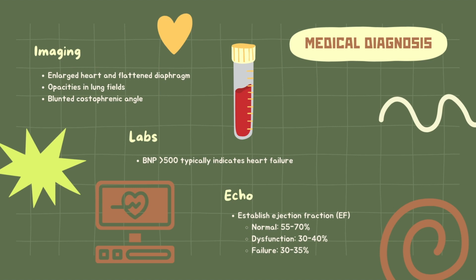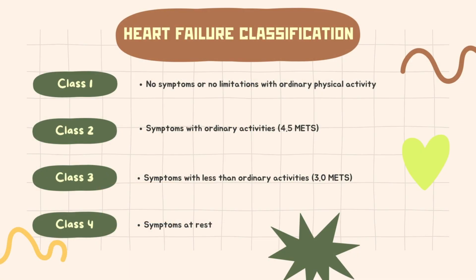Normal ejection fraction is 55 to 70%. Dysfunction is 30 to 40%, and then failure is 30 to 35%. So for the classification of heart failure, there are 4 classes. Class 1 is the best class, class 4 is the worst class. Class 1: no symptoms or no limitations with ordinary physical activity. Symptoms include dyspnea, fatigue, palpitations, so just know that moving forward.